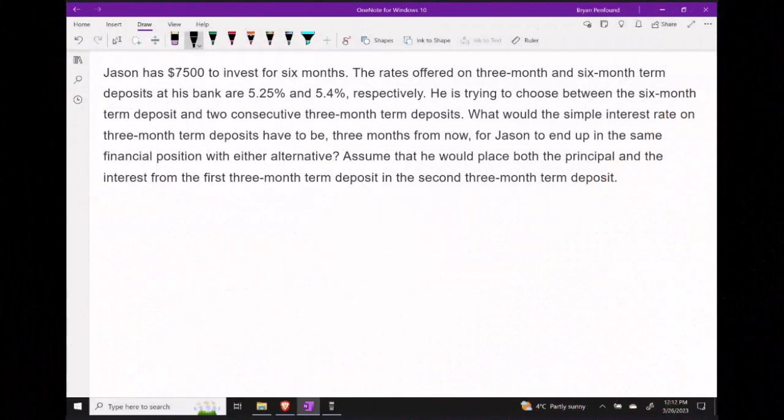In this question, we're going to consider the following scenario. Jason has $7,500 that he'd like to invest for 6 months. However, there are two different rates offered. We could deposit our money for a 3-month term and obtain 5.25% simple interest, or we could deposit our money for a 6-month term and earn 5.4% in simple interest. And he's trying to determine which one is the better deal.